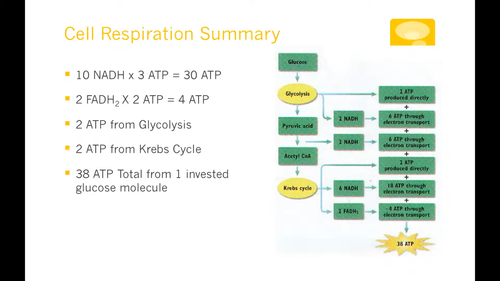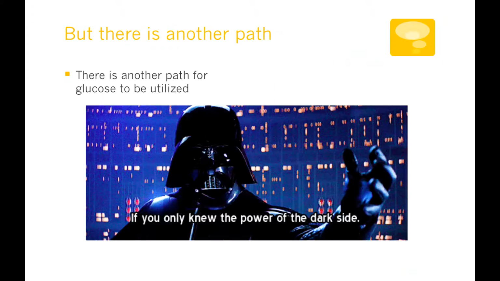We have our 2 ATP from glycolysis and our 2 ATP from the Krebs cycle, which would get a total of 38 ATP total from one invested glucose molecule. And we have a lot more than just one glucose molecule in our energy stores. So this is a very efficient reaction when it is under oxygen.